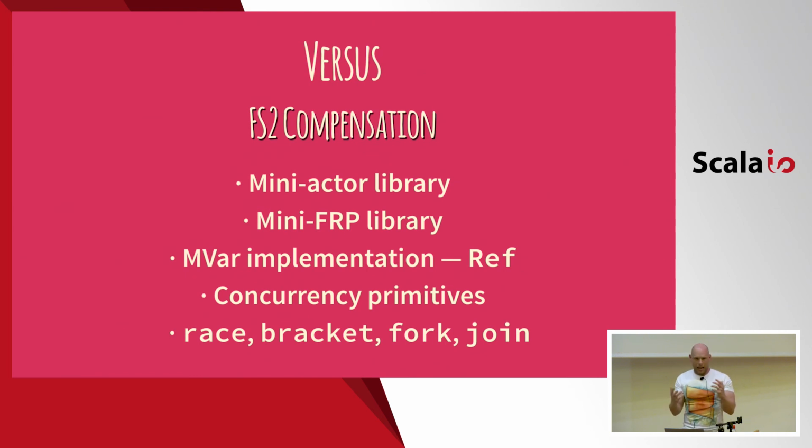It has an actor library, it has an FRP library, it has an MVar implementation. It has concurrency primitives, which are, in some cases, broken, like race and bracket and fork and join, all this stuff in here. It's a sign a richer semantic basis is lacking. It wasn't able to build what it wanted to build, so it had to build all this extra stuff just so it could build a streaming abstraction.